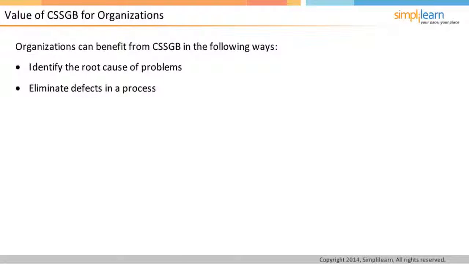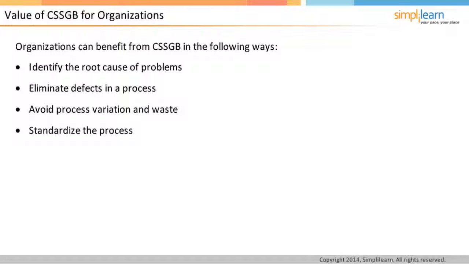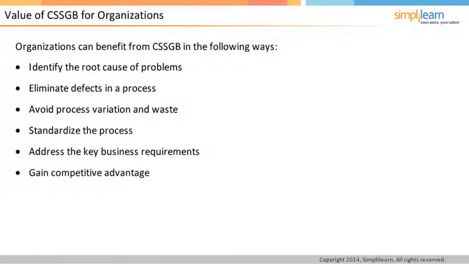Organizations can benefit from CSSGB in the following ways. Identify the root cause of problems. Eliminate defects in a process. Avoid process variation and waste. Standardize the process. Address the key business requirements. Gain competitive advantage. Let us take a look at the lessons covered in this course in the following screen.